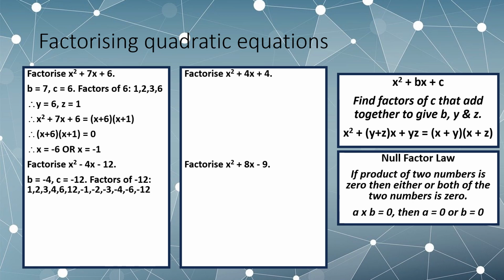In this case, our Y value will equal -6 and our Z value will equal 2, as -6 plus 2 gives us -4, which is our B value. Therefore, we have x squared take 4x take 12 is equal to x subtract 6 multiplied by x plus 2.